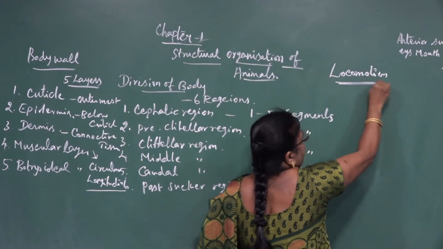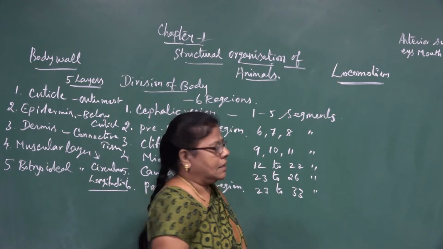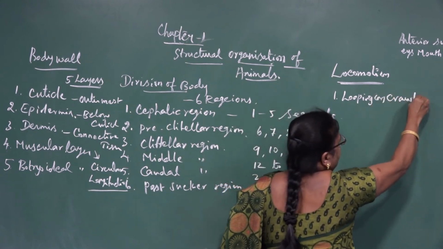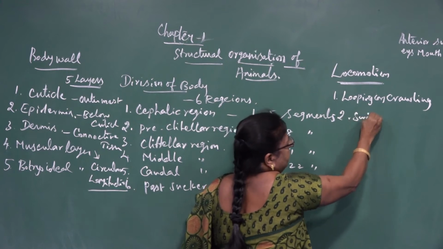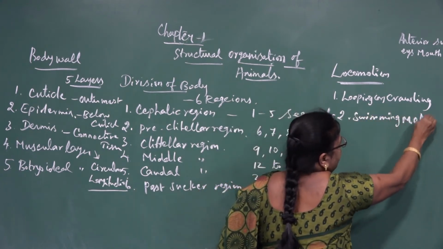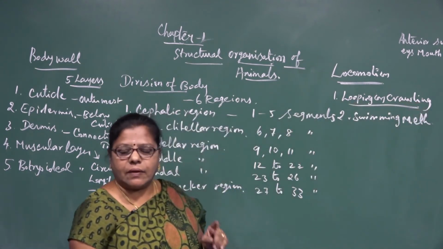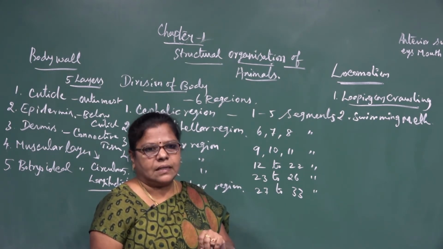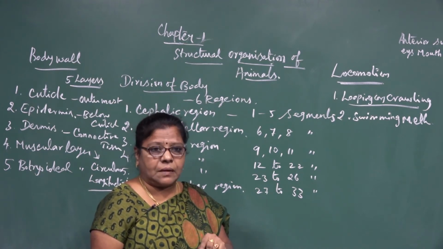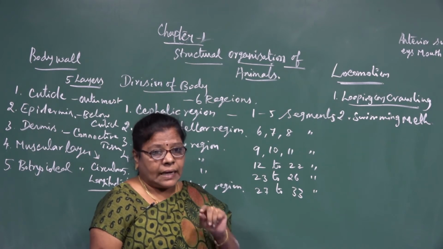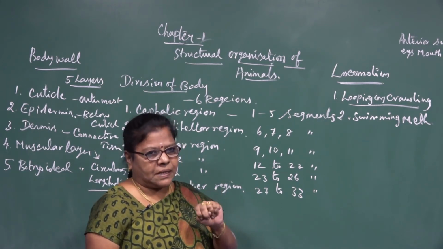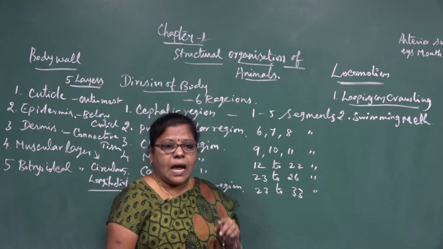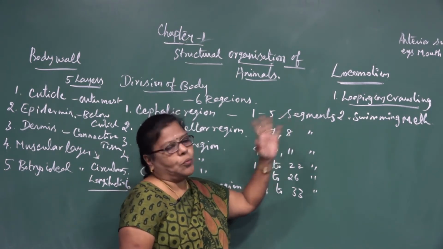Next, locomotion of the leech. In leech, locomotion takes place by 2 methods. First one, looping or crawling method. The second one, swimming method. In looping method, the leech moves by the help of 2 muscles, circular muscles and longitudinal muscles, by the contraction and relaxation of the muscles. The 2 suckers are present in the leech body: one is the anterior sucker, another one is the posterior sucker. These two suckers serve for attachment firmly to the substratum during the locomotion.